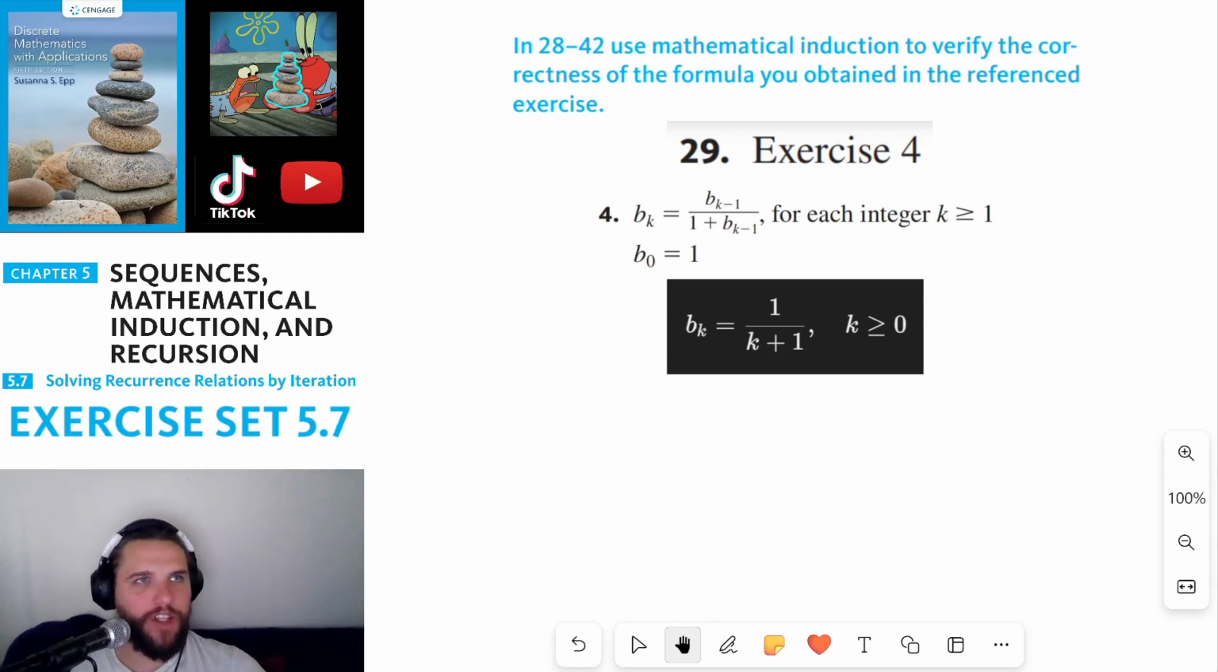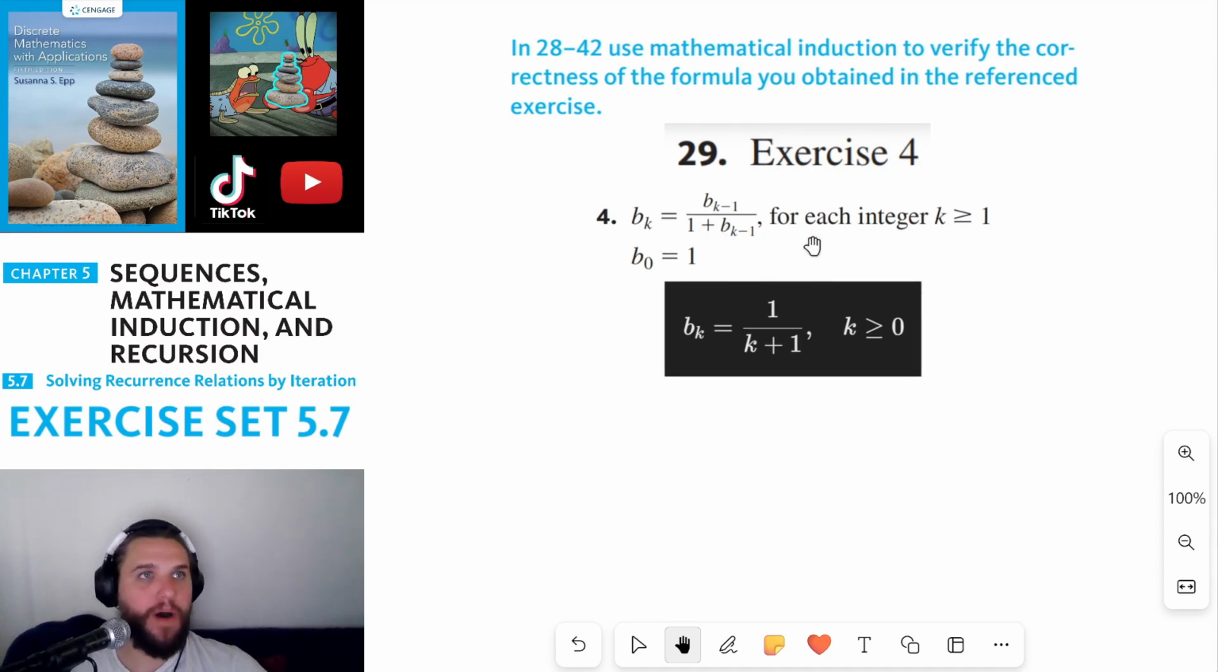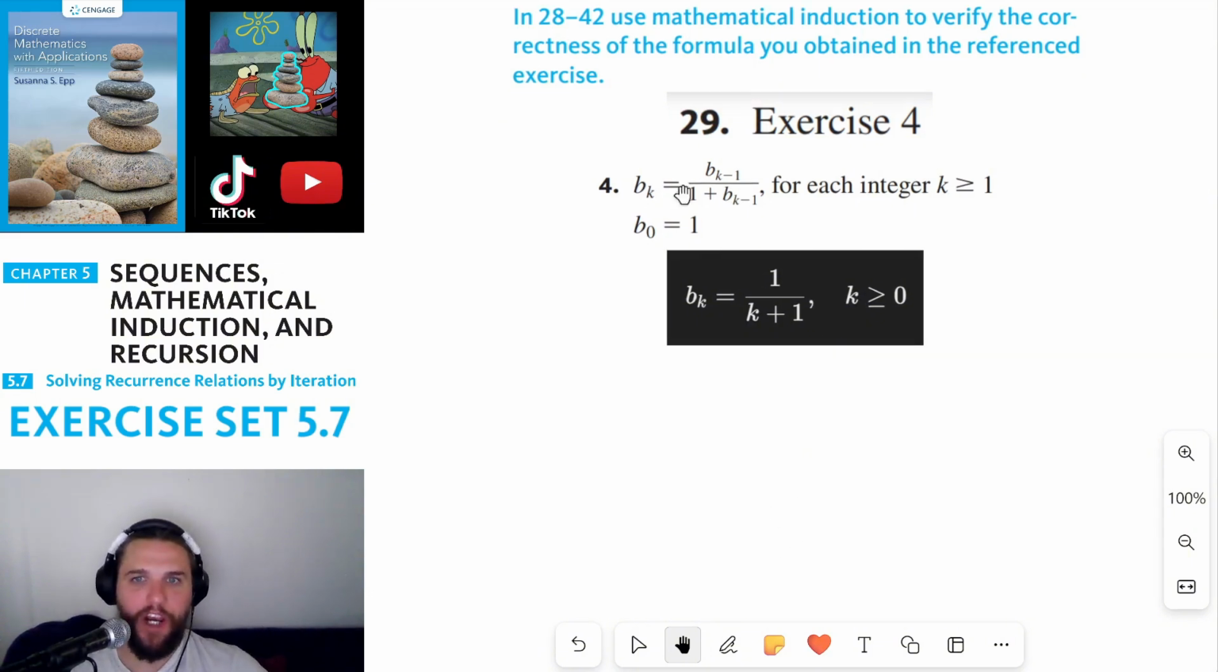In 28 through 42, use mathematical induction to verify the correctness of the formula you obtained in the referenced exercise. Number 29 says exercise 4, and here we have exercise 4, but we also have the solution for exercise 4. Now, we didn't actually do exercise 4 in a previous video, so I'm just going to work off of the solution that I found, and we're going to use mathematical induction to verify the correctness of this formula.